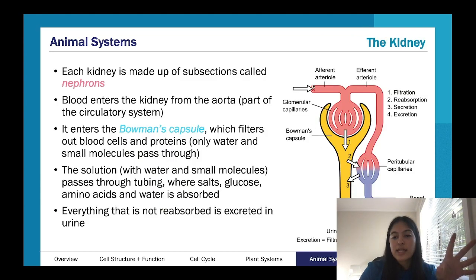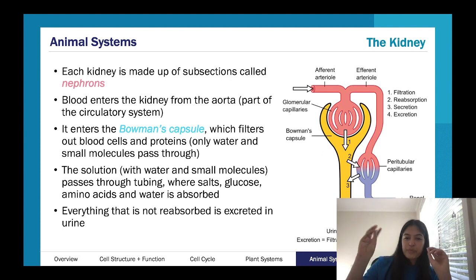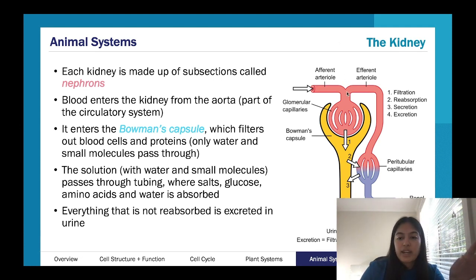So Bowman's capsule, you can see that this is the blood and this is the part where we're actually doing the filtering. So blood basically enters your kidney. Again, literally just think of your kidney as this little filtering system. So we have a Bowman's capsule here, and this will filter out basically anything that can be excreted really. Then everything else, the blood just continues on flowing.